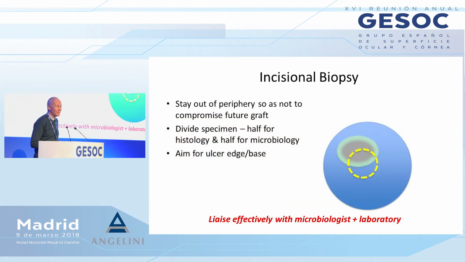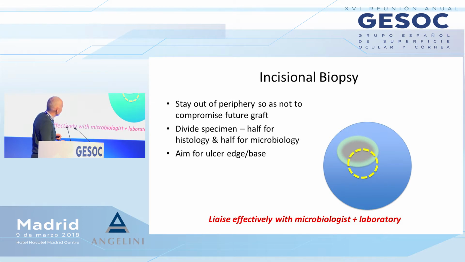And again, liaison with the microbiologist is important. Incisional biopsy: what you are aiming to do is to include tissue that crosses the border between the ulcer and normal cornea. That's where you are most likely to find live organisms. The biopsy tissue is divided in half. Half goes to the pathologist for histology, and half is homogenized, liquefied, and plated out in culture by the microbiologist.